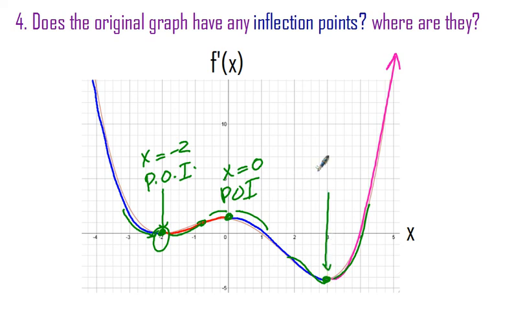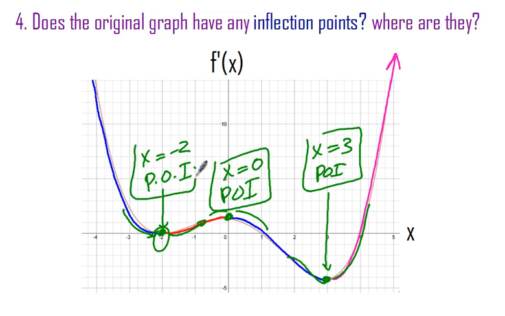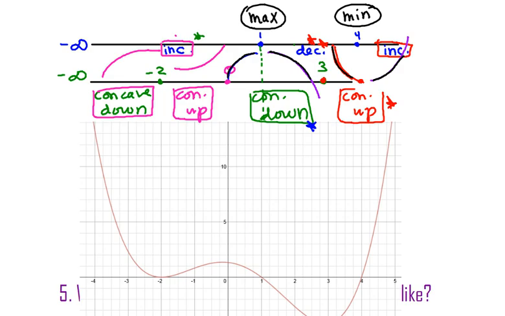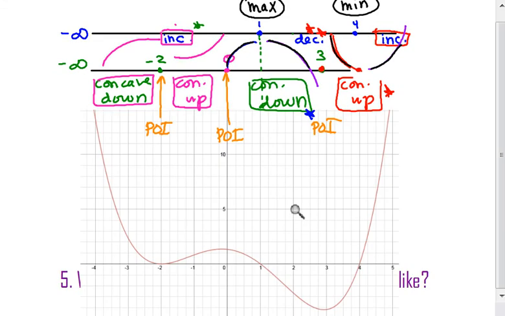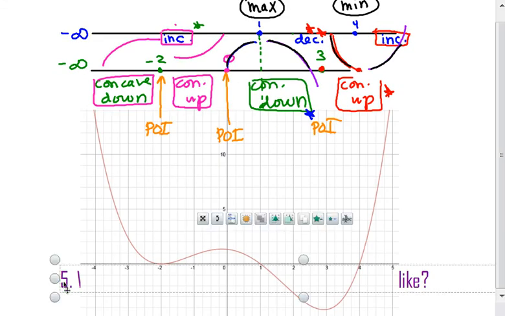So another point of inflection at the point where x equals 3 on the original graph. Okay, so we've got inflection points at -2, 0, and 3. Let's go ahead and fast forward to our summary screen. -2, 0, and 3 are the important numbers where we should expect to see points of inflection. And I believe if we can just collect all this information all together now and put it on a graph, I think we'll be good to go.